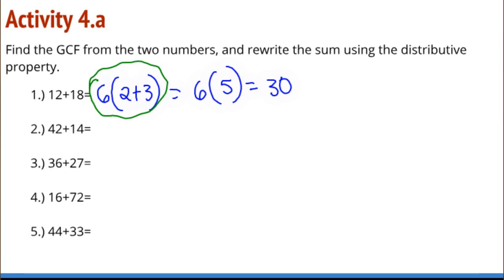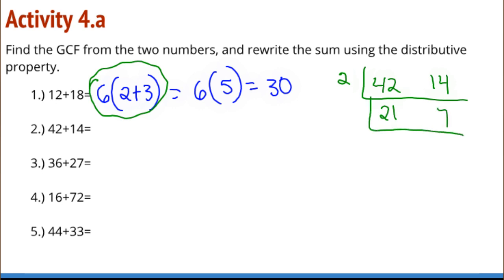All right, 42 and 14. These are both even numbers. Divide by 2, 21 and 7. Divide both of those by 7.